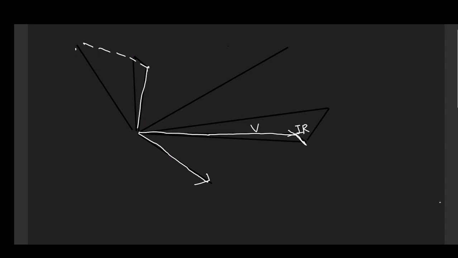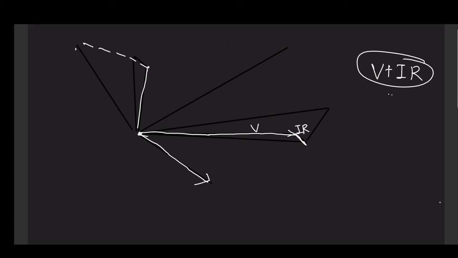Now, instead of replacing physical MMF by EMF, like in the EMF method, here in the MMF method, we replace physical EMF by virtual non-existent MMF. So V plus IR, if you add these two, the drop across them is a physical EMF. It's a physical EMF.